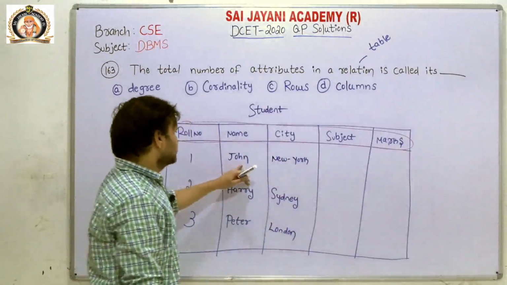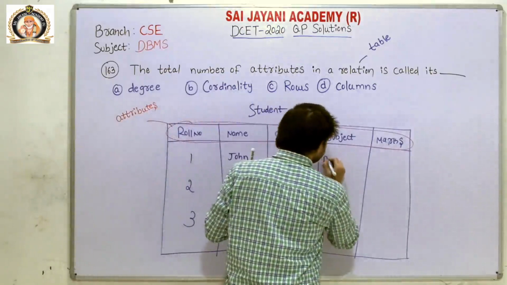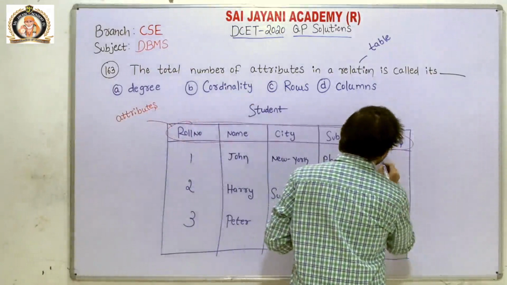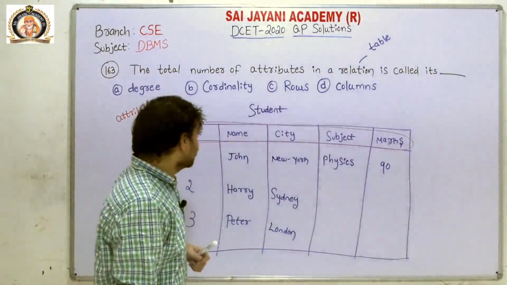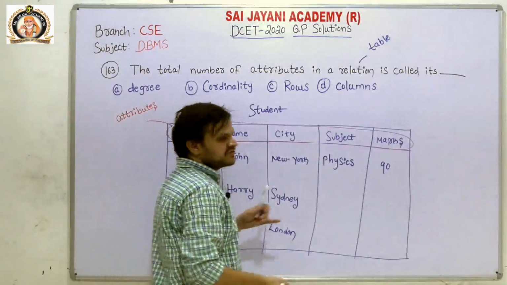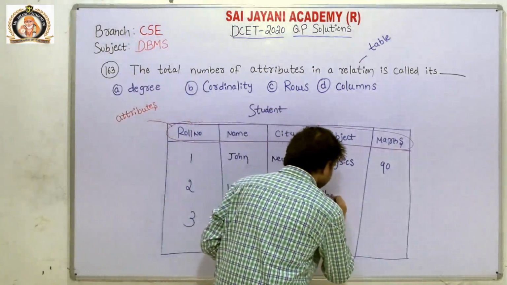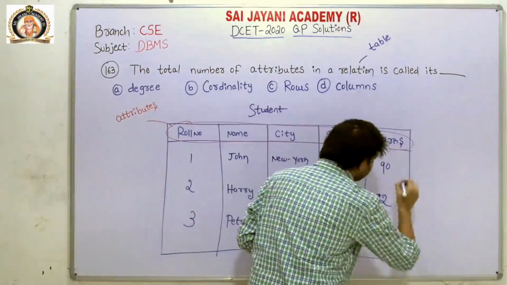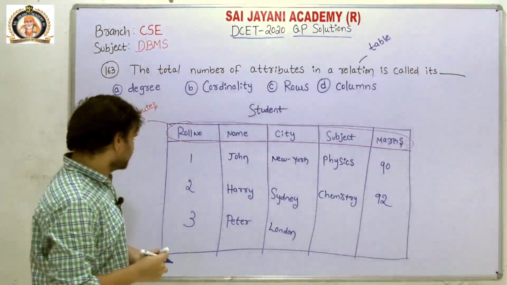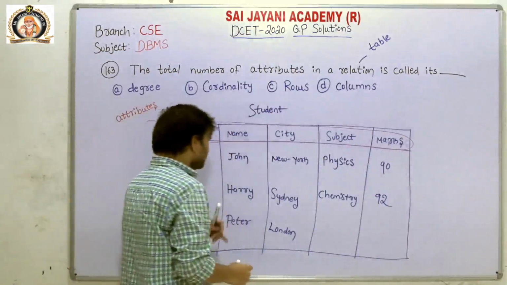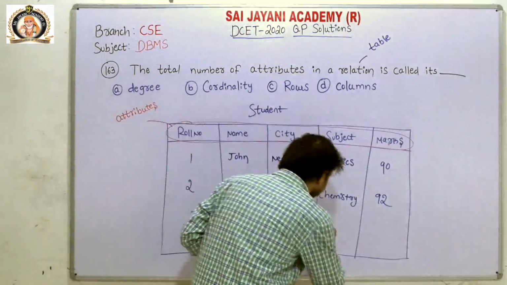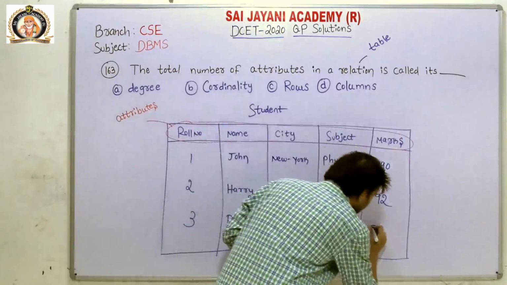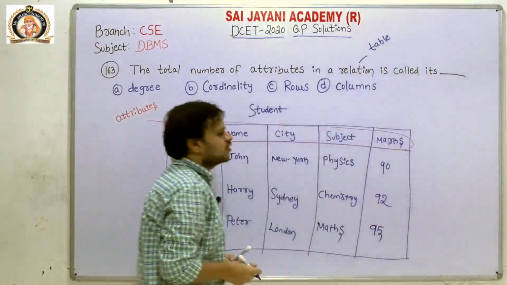Also John's favorite subject is physics, and he got 90 marks out of 100. Similarly, Harry's favorite subject is chemistry, and he got 92 marks out of 100. The third student is Peter. His favorite subject is mathematics, and he got 95 marks out of 100.